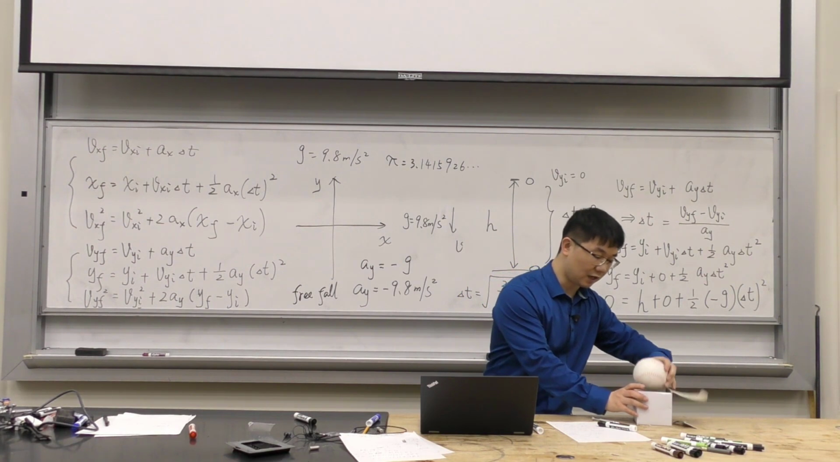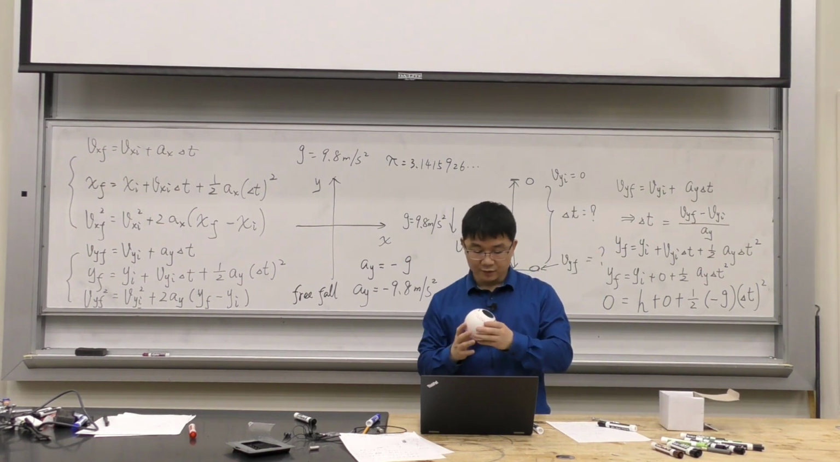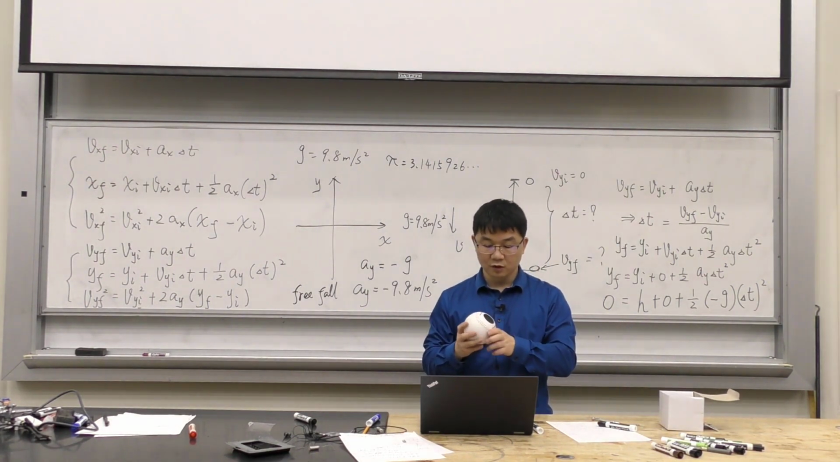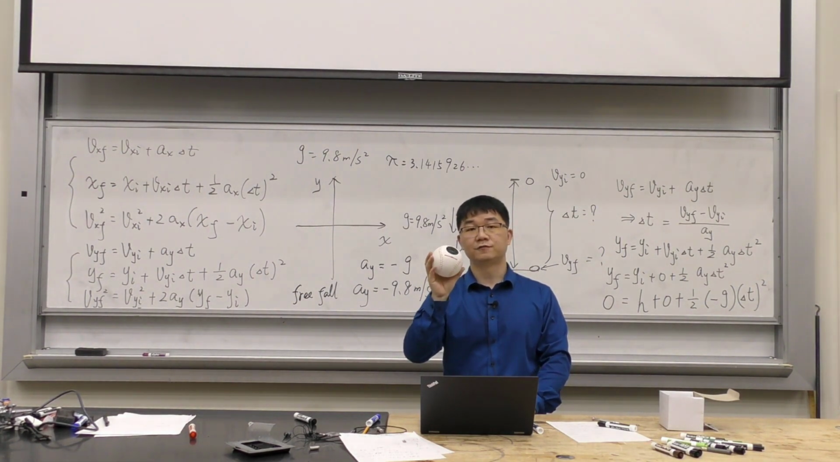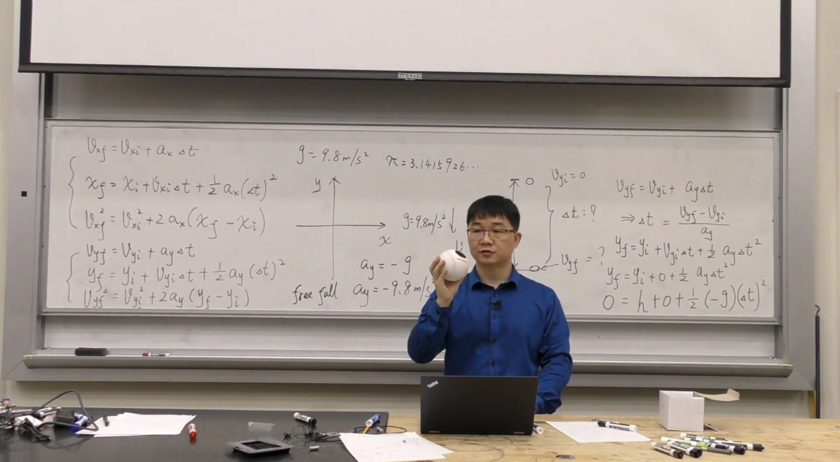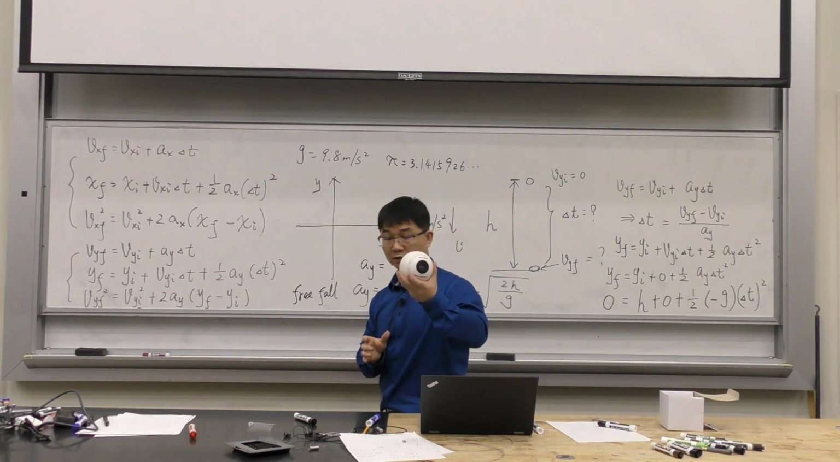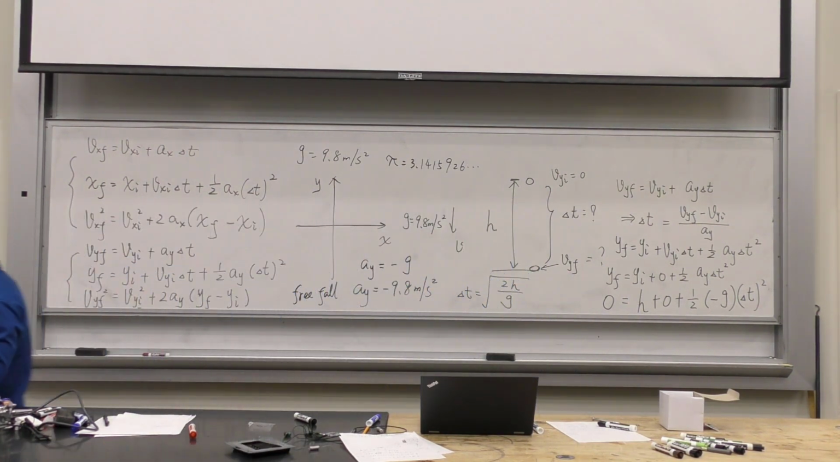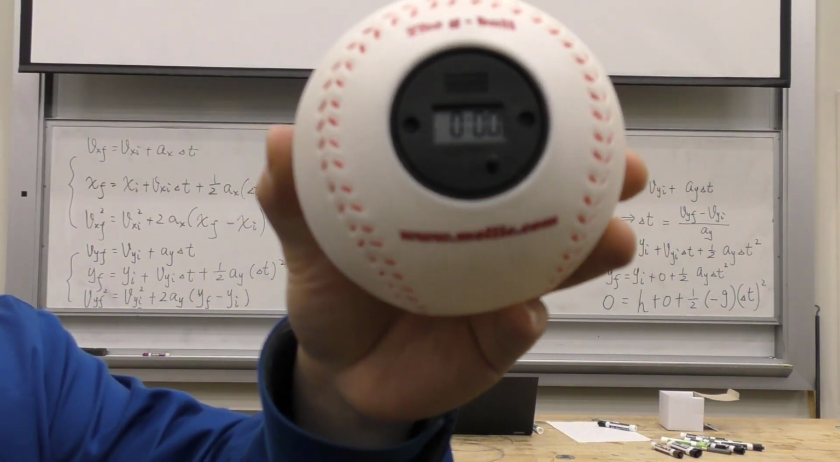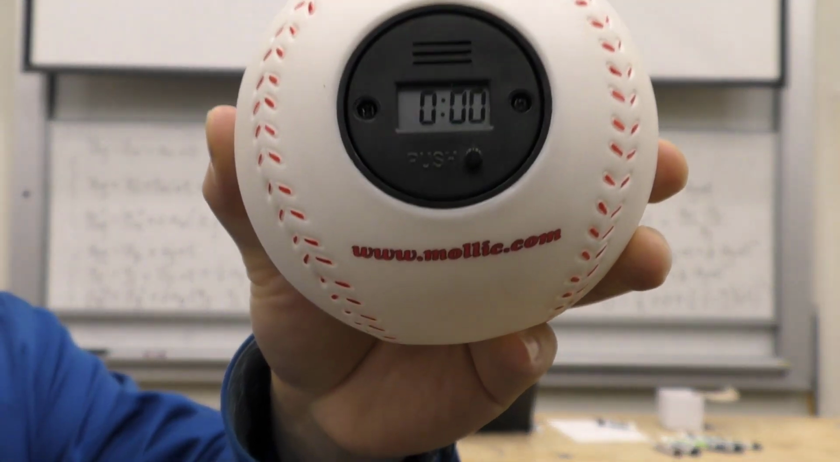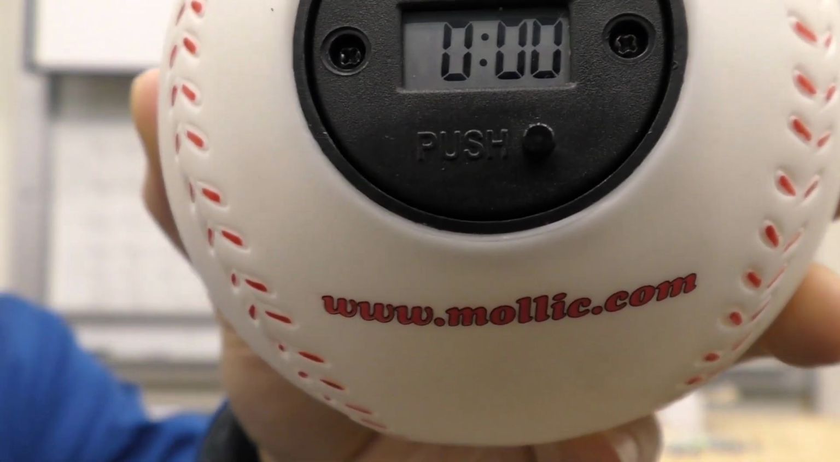So we do have a nice thing here in the department, which is called the G-ball. This thing can measure the falling time very easily for us. So how does this thing work? I'm going to go to the camera to show you how it works. There is a timer here. You see the timer, right? There is also a button here, you see that.